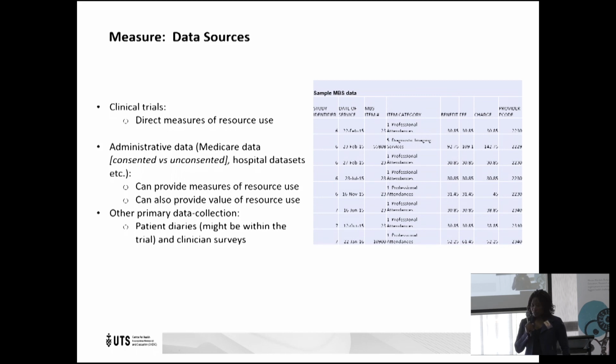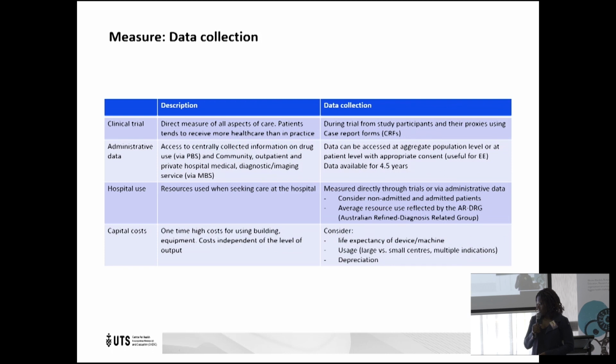Okay, and there's also a clinician survey. We can also ask clinicians about things that we need. So these are all sources of data. This just explains how we collect these data. So the clinical trial data, as I've mentioned earlier on, we do with the case report form. Administrative data, you would have to access it, and you would need ethical approval to access these. And there are some of them too, you need consent from the patients to be able to access them.